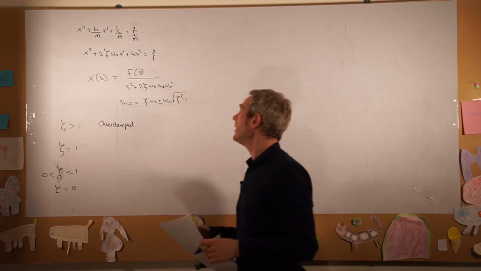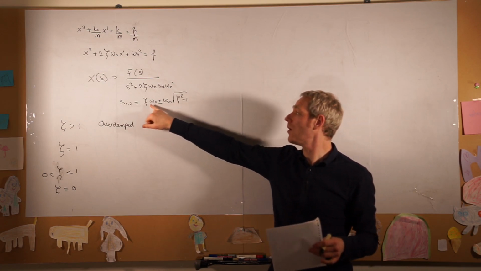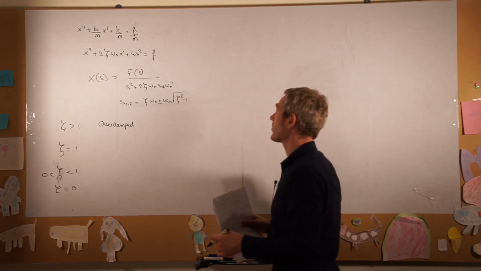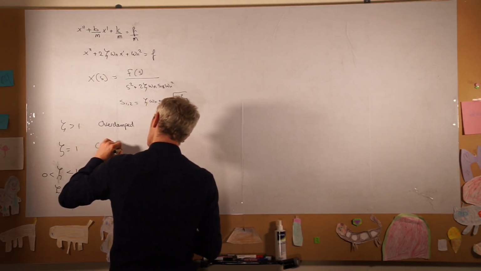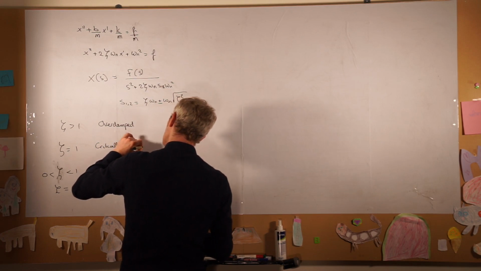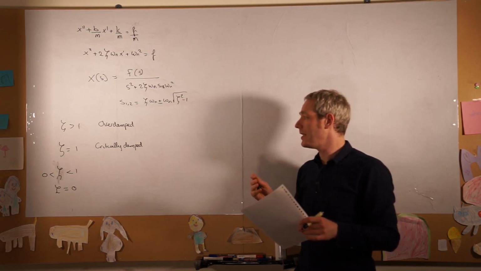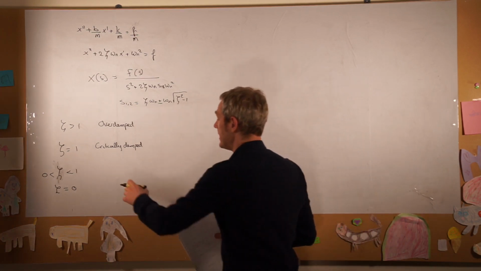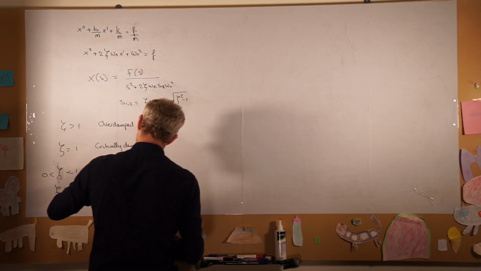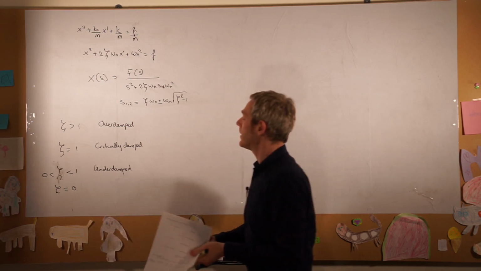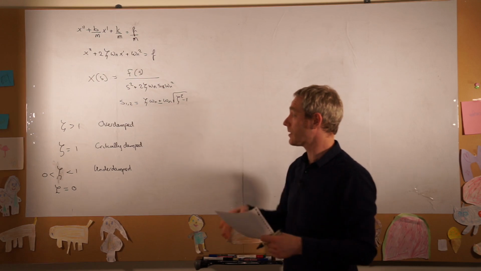system. If zeta is equal to 1, then this term is equal to 0, and we only have one zero. We have a critically damped system, which means it's on the edge of being overdamped and being underdamped, where it has oscillations. And here we have an underdamped system, where zeta is between 0 and 1, so this square root will become negative and we'll get complex roots.